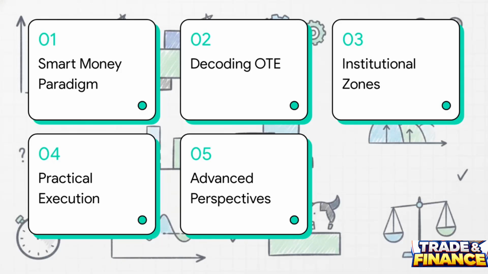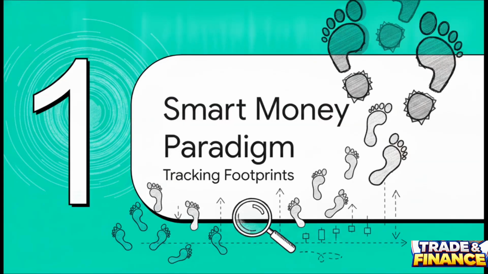So here is our roadmap for this explainer. First, we'll cover the smart money paradigm. Then we'll decode the optimal trade entry itself, look at institutional trading zones, walk through a step-by-step practical execution guide, and finally wrap up with some advanced trading perspectives. All right, let's jump right into section 1, the smart money paradigm, following the footprints.